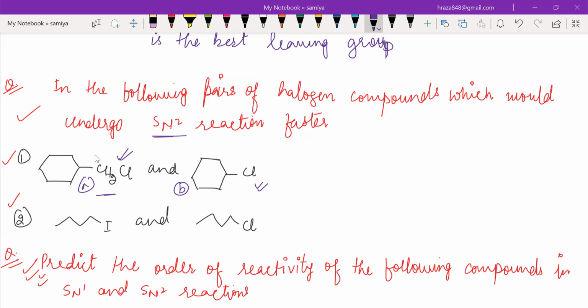Two and three. This is 2 degree. Sorry, you can see this is 1 degree and this is 2 degree, because this carbon has 2 degree and this carbon has 1 degree. And as we know that for SN2, the order is 1 degree, 2 degree, 3 degree. So 1 degree will be more reactive than 2 degree. So A is greater than B. Is that clear?